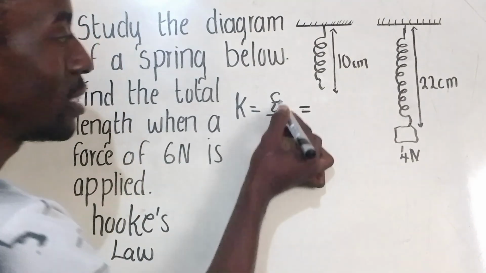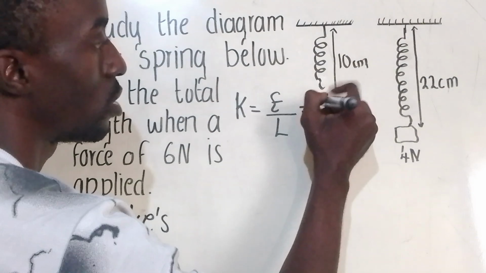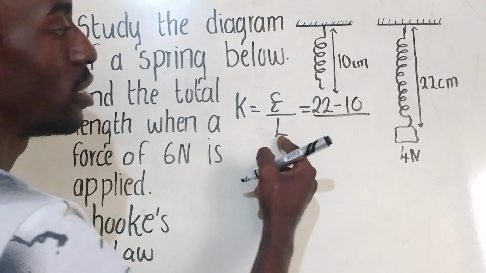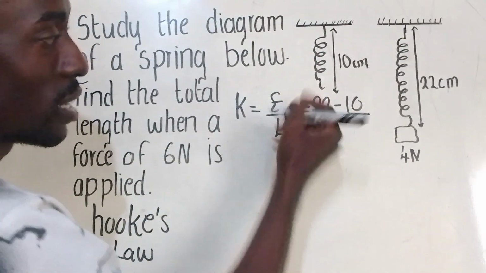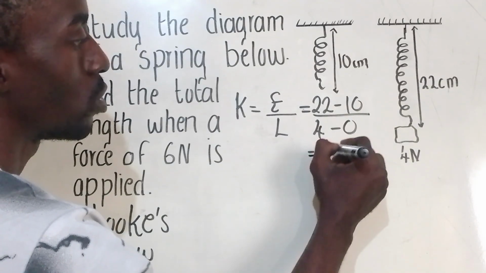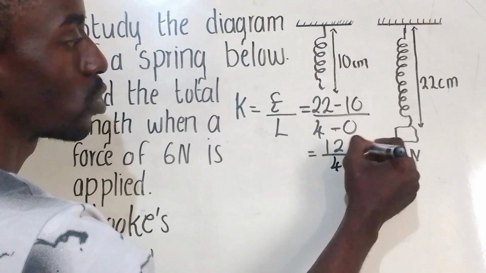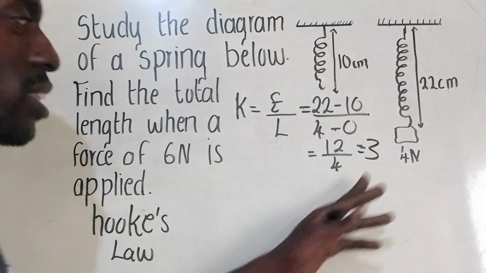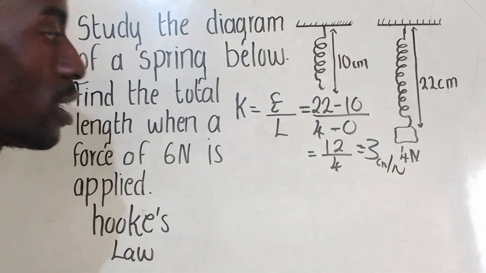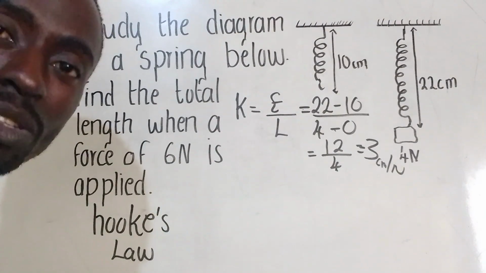So now we say equal like this. What is the extension there? You simply say 22 minus 10, over, what is the load there? 4 minus 0, because there was nothing here. So 22 minus 10 gives me 12, over 4 minus 0, which is 4. So 12 divided by 4 gives me what? 3. Now this 3 is 3 centimeters per what? Per Newton. So 3 centimeters per Newton is the constant, which is not the answer, by the way.